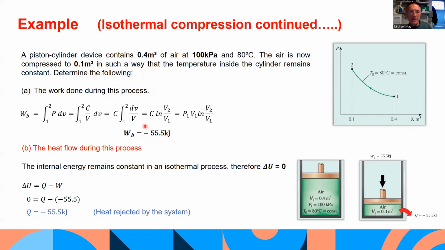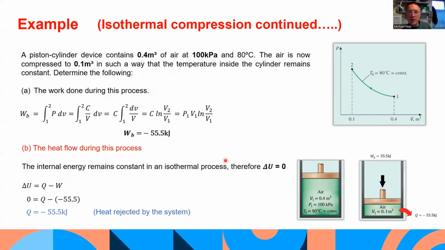So we calculated the boundary work was minus 55.5 kilojoules. So it's compression work done by the environment. So it was a negative value. What we need to know now is the heat flow during the process. And we're going to apply the classic statement of the first law.